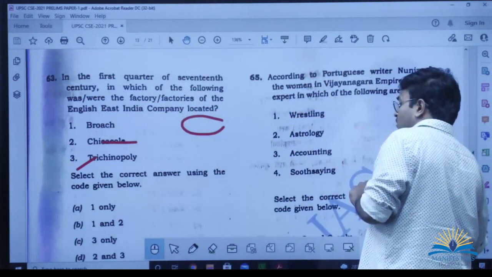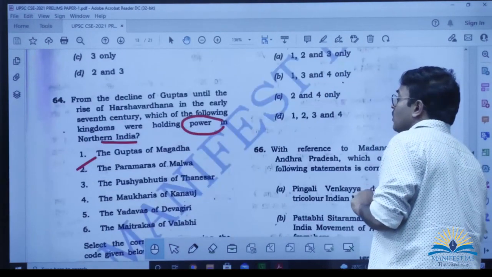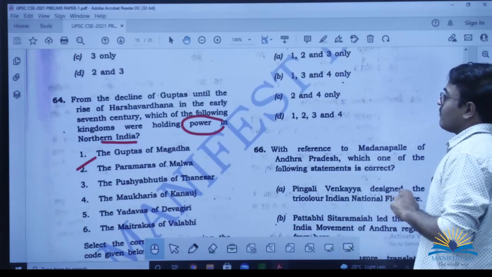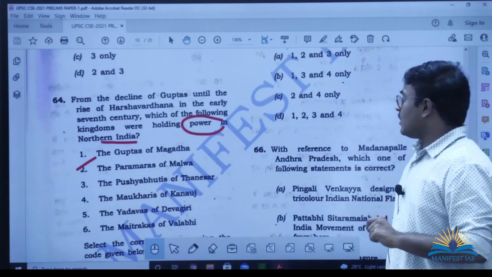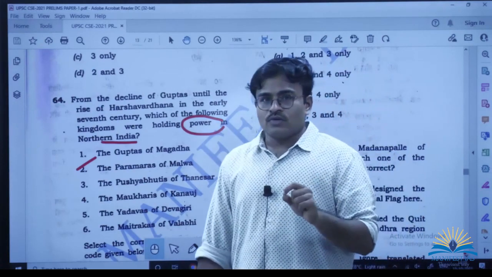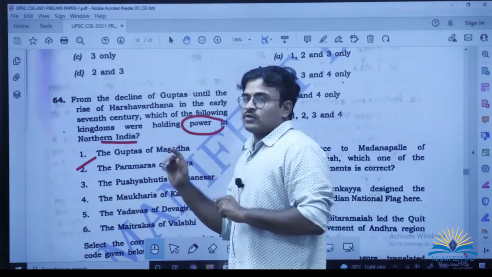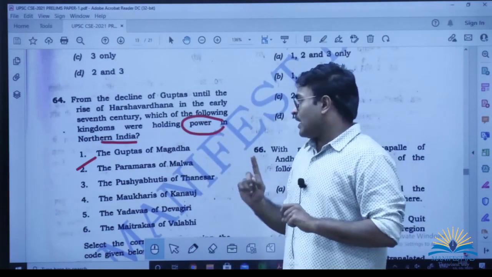Next question, 63rd is done, right? Now 64th question. From the decline of Guptas until the rise of Harshavardhana in early 7th century, which of the following kingdoms were holding power in northern India? So this is the question. So here the Guptas of Magadha are known as the later Guptas. So they are present. The Guptas of Magadha are present.